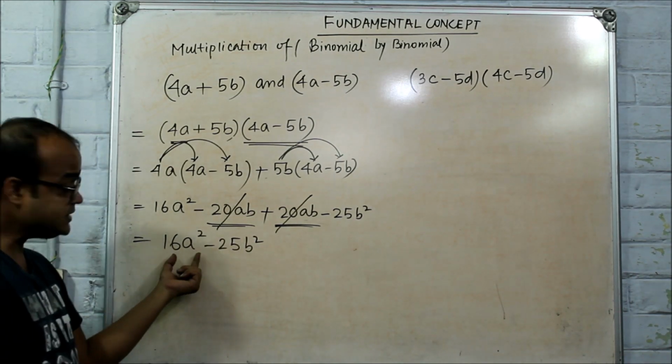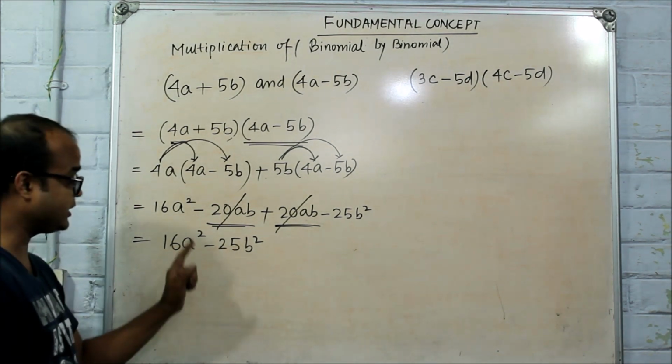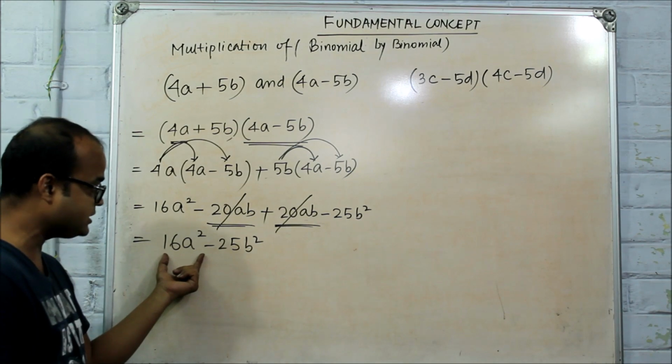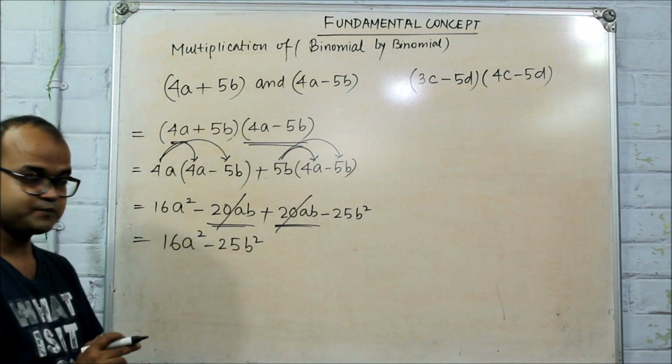Now see, a square, b square, unlike terms. So you will not be able to subtract. Your answer will be 16a square minus 25b square. Clear?